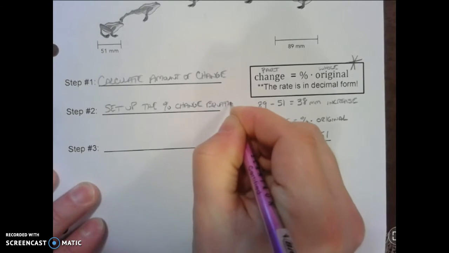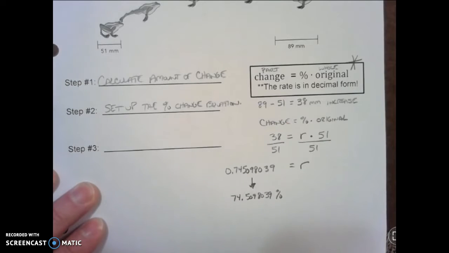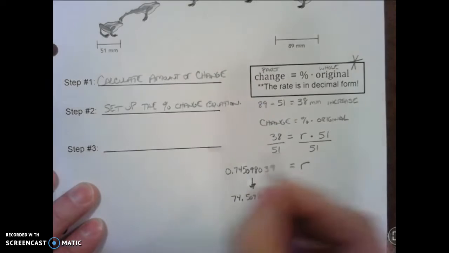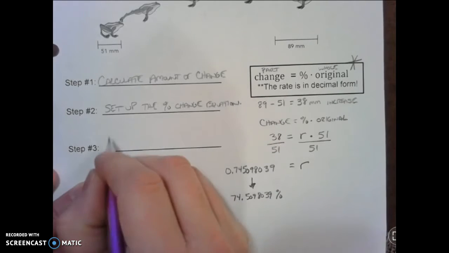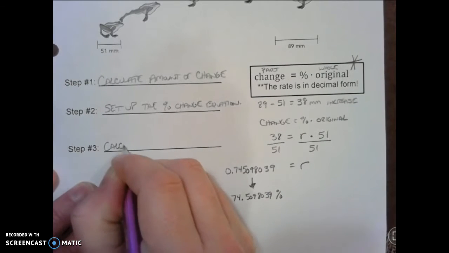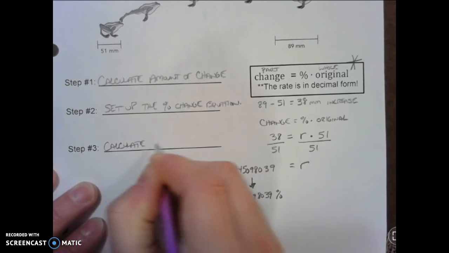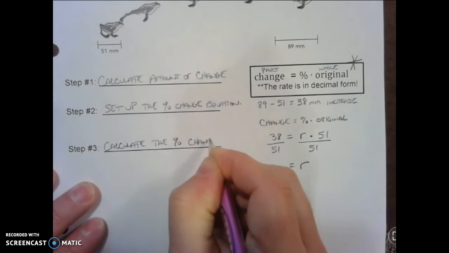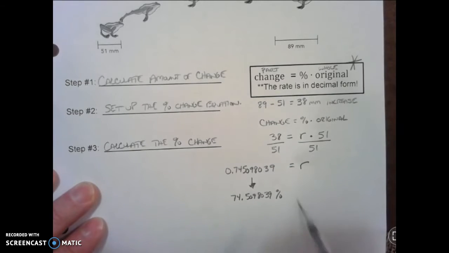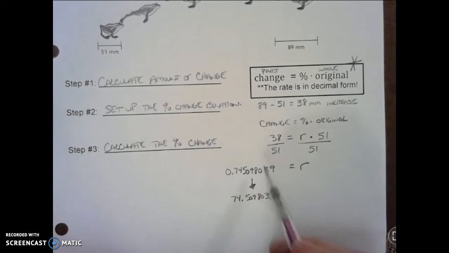Set up the percent change equation in step 2. And then once we've got it set up, we had 38 equals R times 51. After that, we calculate the percent change. In this case, we had to divide each side by 51 to get R all by itself, which gave us this long percent here.